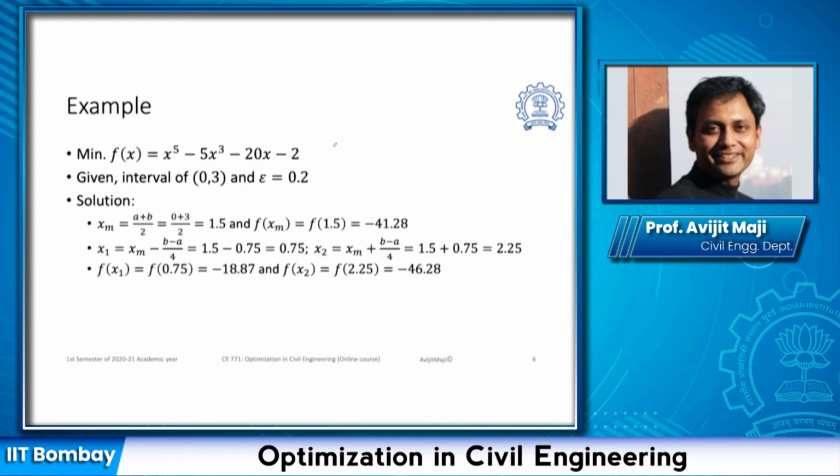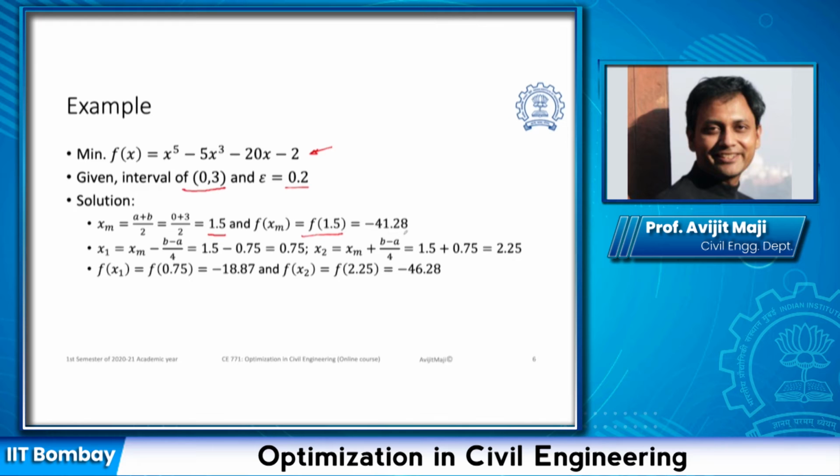In this example, we are choosing this particular objective function to minimize within an interval of 0 and 3. So we know the interval in this case, and we also know the precision which we want, which means the final solution should be within the precision level of 0.2. So first let us look into the middle point, which is very simple. We know the upper limit and the lower limit of the search space. From there we know what my middle point is, and we find the function value at that location.